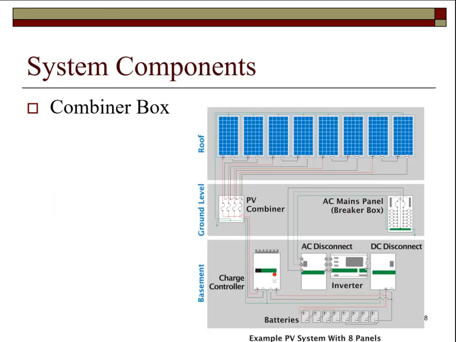Here there are 8 PV modules, with 2 of them being wired together to form 4 individual circuits going into the combiner box. There is only one circuit leaving the combiner box and going to the charge controller. The charge controller is connected to the batteries. The charge controller is connected to the inverter through a DC disconnect. The inverter is then tied to the main panel box or breaker box, also through a disconnect.